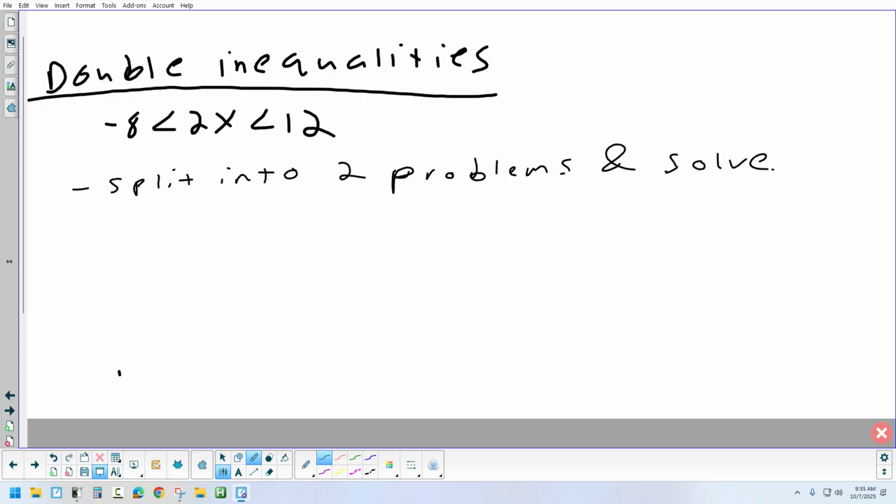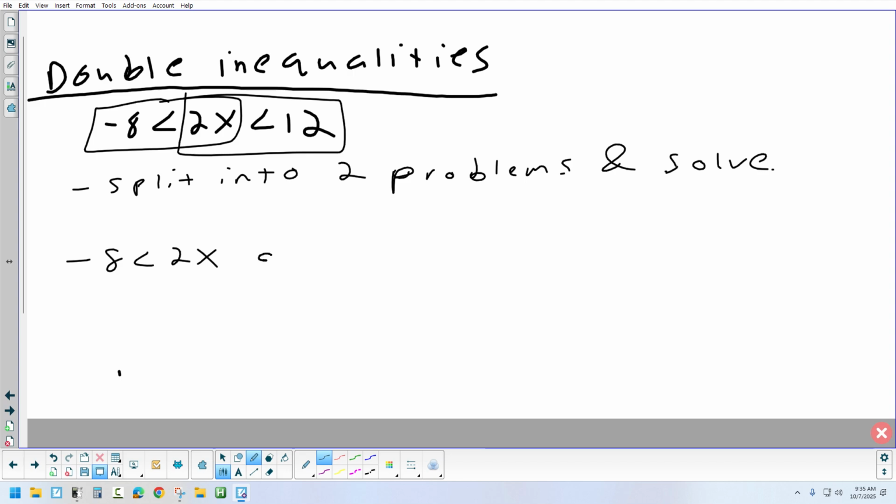So I told you earlier, sometimes you might need to take something and split it. This is where you need to do that. Here's your first problem, and here is your second. So write down the first one, put down the word and then write down the second one.